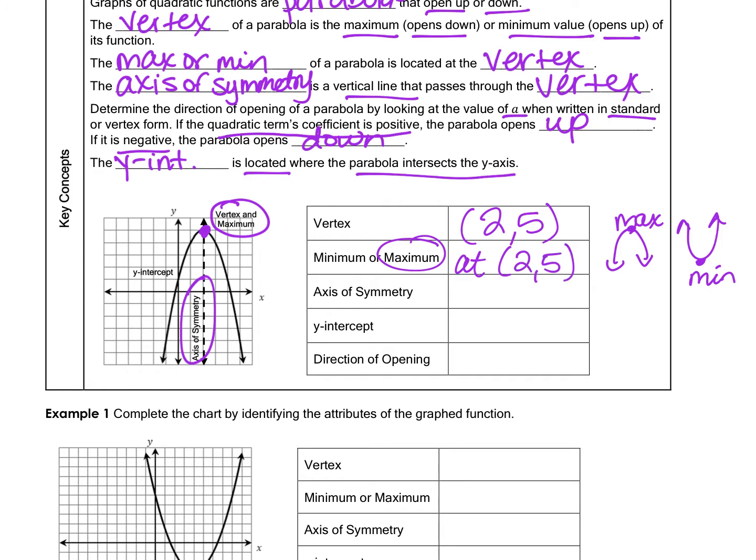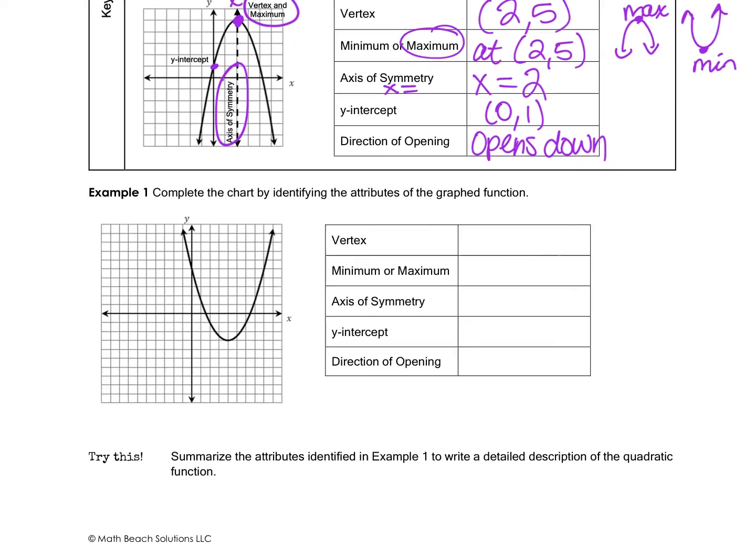Your axis of symmetry is always x equals, always. It's where it crosses the x-axis. So it crosses the x at 2, so it would be x equals 2. And then the y-intercept is at 0, 1. The direction of the opening of the parabola, it's opening down. So if we were to look at the actual function, a would be negative because it's opening down. So those are a couple of things that we're going to be looking at on a parabola, which is a quadratic.